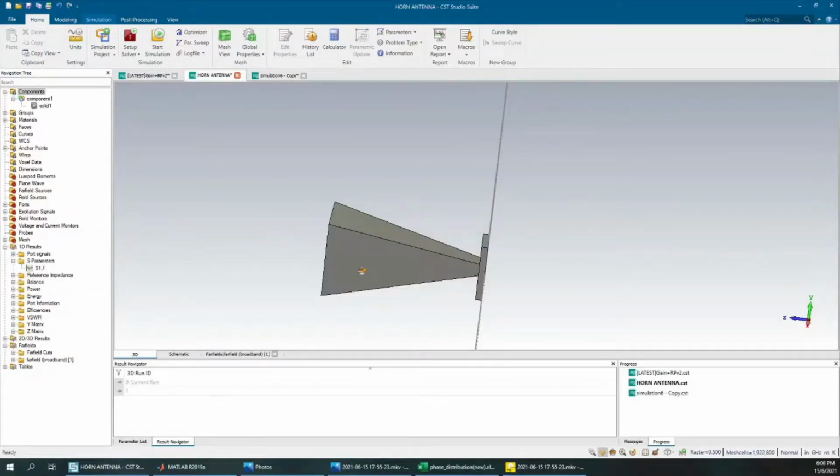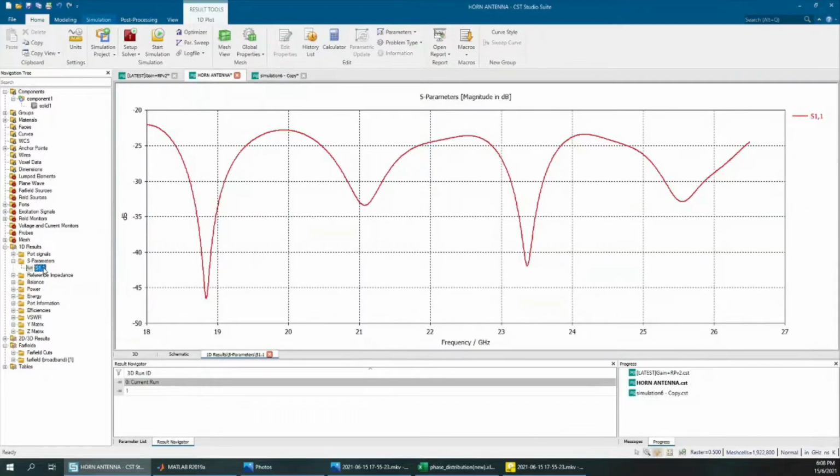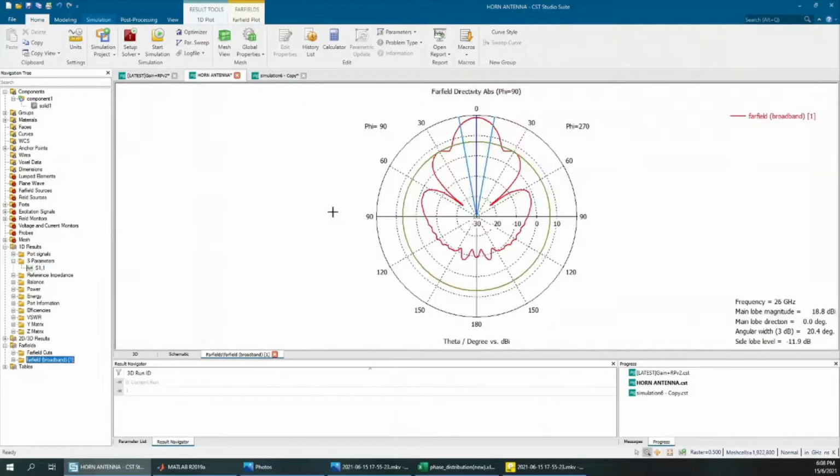Here is the horn antenna design with one port, and the solver I use will be time domain. And here will be the S11 parameter result. This one is a pyramidal horn antenna which is operating from 18 to 26.5 GHz, and here shows S parameter less than negative 20 dB. And here is the radiation pattern.